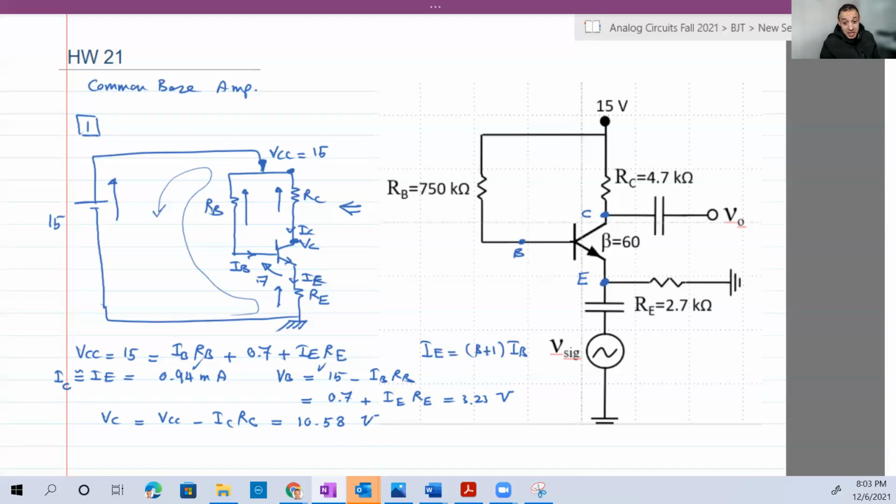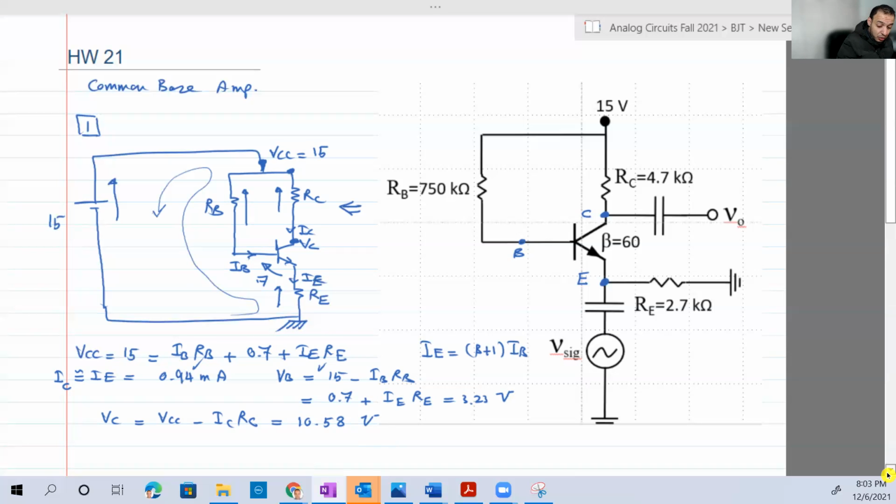Now you can see that VBC, which is a voltage difference across the junction between the base and the collector, is negative, so it's reversed by itself. So we are really working in the active region. And that's why we calculate VB and VC.